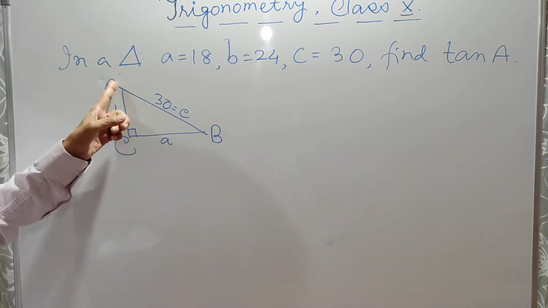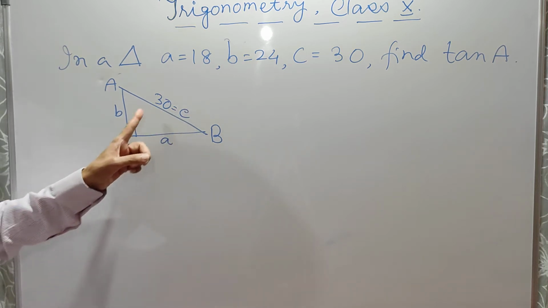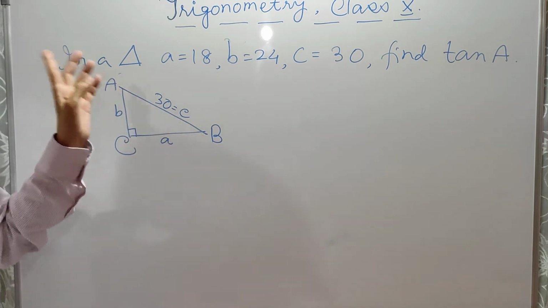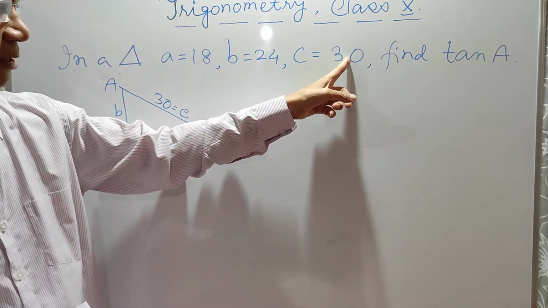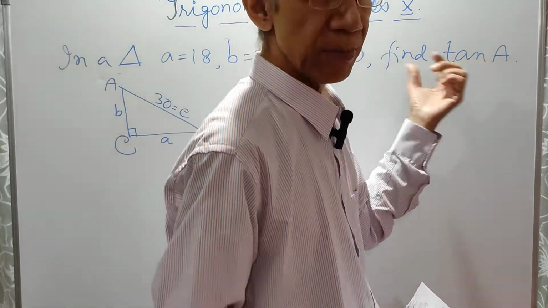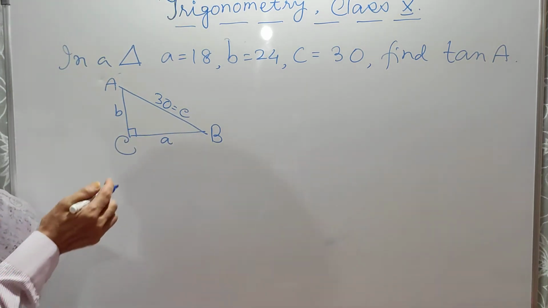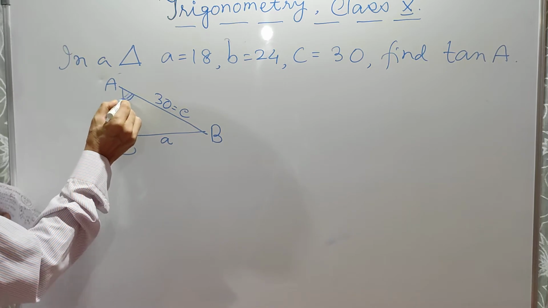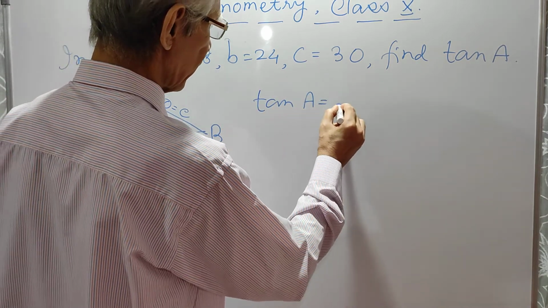So a is opposite angle A, b is opposite angle B, c is opposite angle C. Now here 30 must be the hypotenuse. It is the longest side. It is not mentioned, but you have to understand 30 must be the hypotenuse. Since you have to find tan A, it must be a right angle triangle. Now you have to find tan A, this angle.